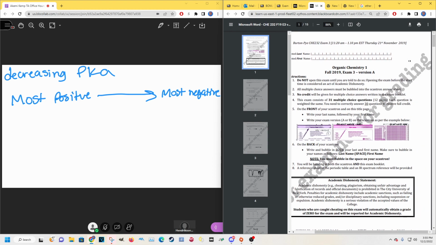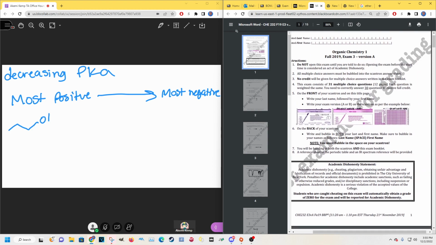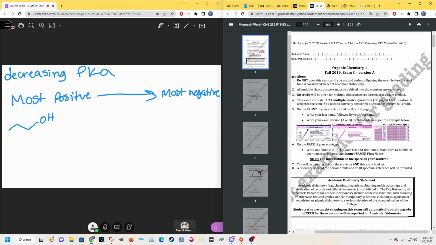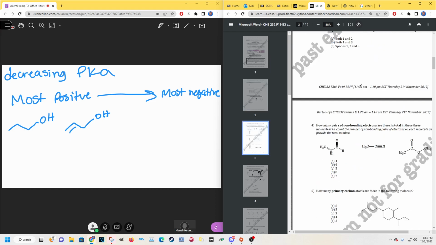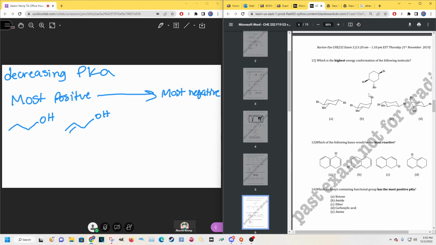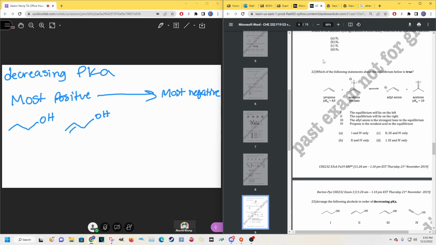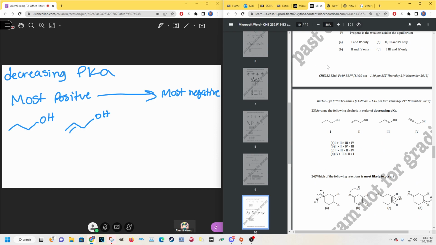So first we have this molecule. I'm just drawing out the molecules, and we'll rate them based on a number. We could say 4 would be the most negative and 1 would be the most positive.